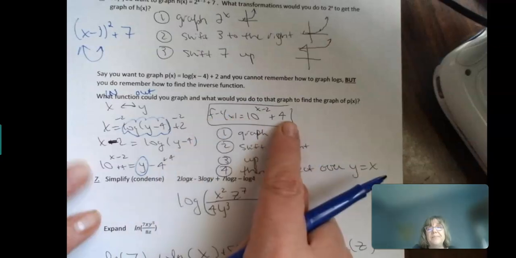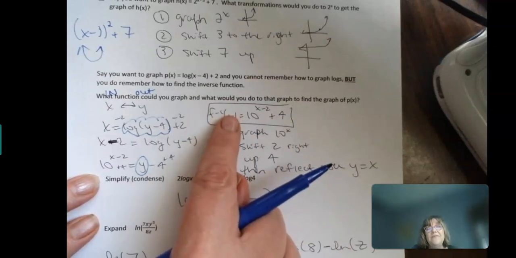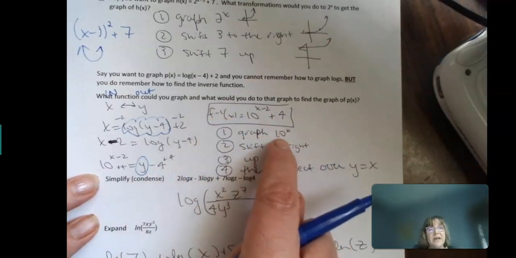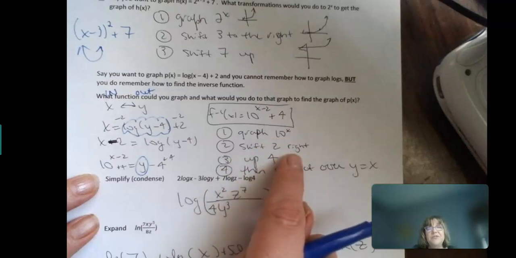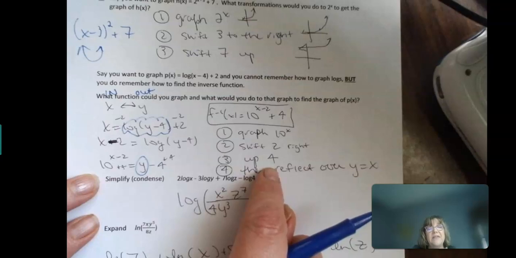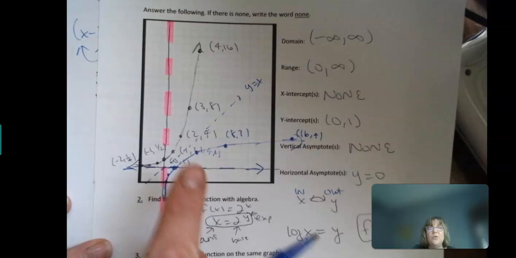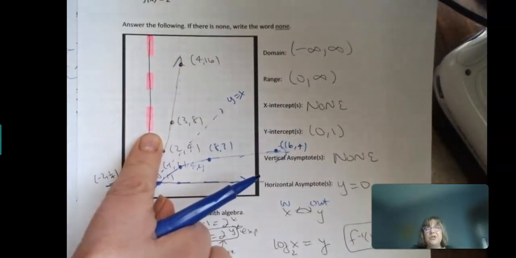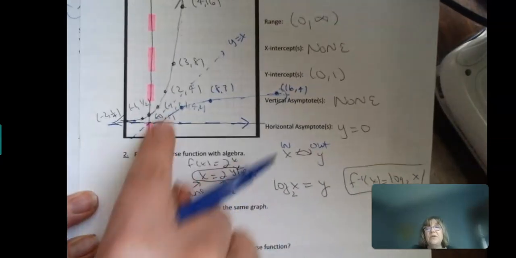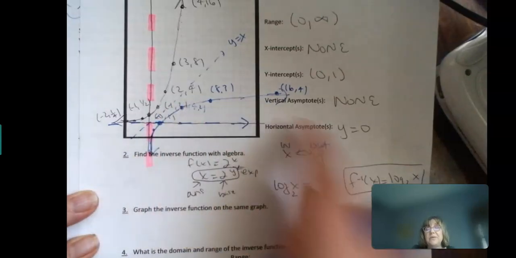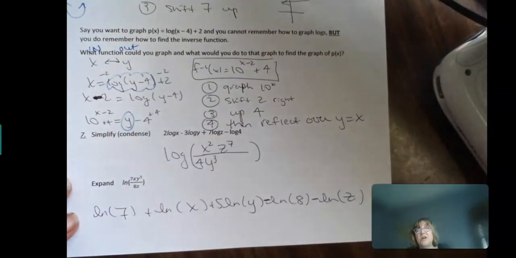Rewrite it. All right. How would I graph it? Well, I would graph this. So I would graph 10 to the x. Then I would shift it 2 to the right. I would shift it up 4. And then I would reflect that over y equals x. So kind of what we did here. I would graph the exponential, and then reflect it over y equals x. I just think that's easier to get the log function.